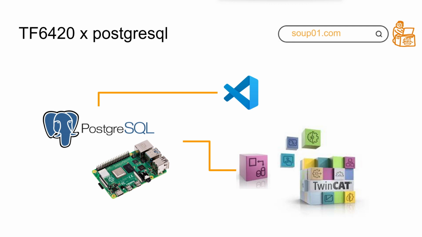I'm Chris. In this video, I'll show you how to use Beckhoff TwinCAT TF6420 to connect with a PostgreSQL database. I will not just show you how to use TwinCAT with the PLC API, but also how to use VS Code with the PostgreSQL plugin to test the connections between the TwinCAT PLC and the PC that we wish to install with TwinCAT runtime with PostgreSQL.